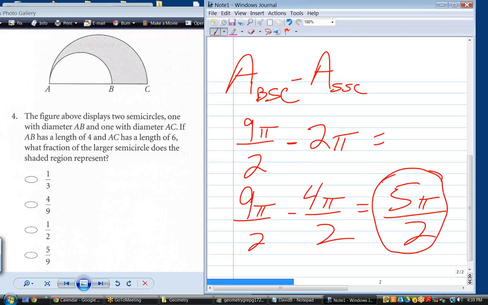However, that is the area of the shaded region, which is not what they wanted. They want the fraction of the large semicircle, the shaded region, divided by the area of the larger semicircle. So what they really want is the area of the shaded region divided by the area of the larger semicircle.